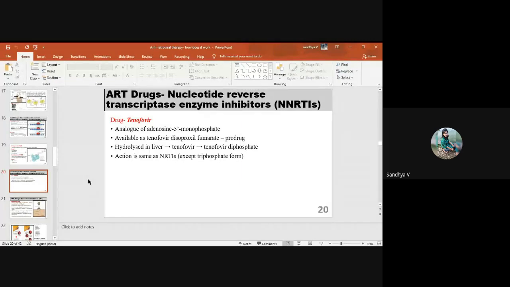So coming to the third class of drugs, called nucleotide reverse transcriptase enzyme inhibitors. As the name suggests, it should be an analog of nucleotides, right? This drug, tenofovir, is an analog of adenosine 5' monophosphate, so it will incorporate at the ATP site instead of ATP. This drug is available as tenofovir disoproxil fumarate, which is a prodrug. Once it enters your system, it gets hydrolyzed in the liver, converts into the active drug, and then starts doing its action.